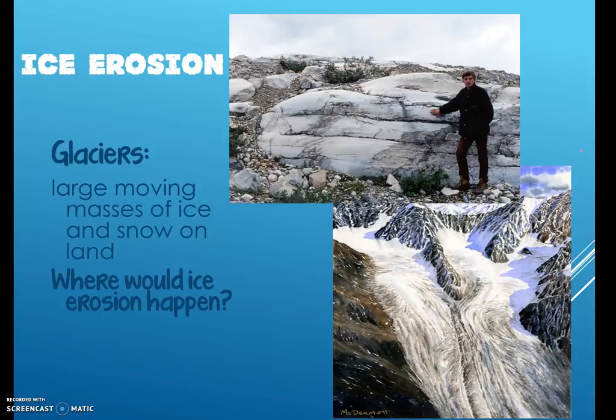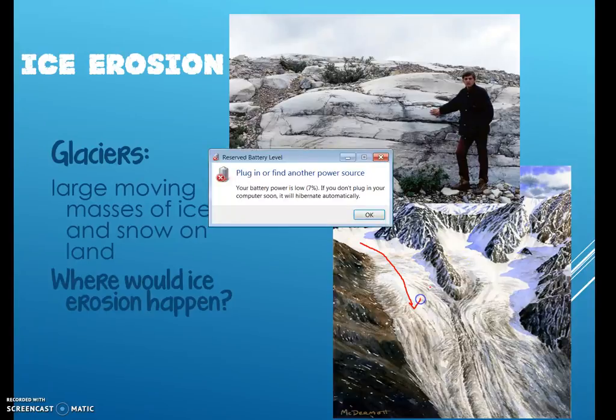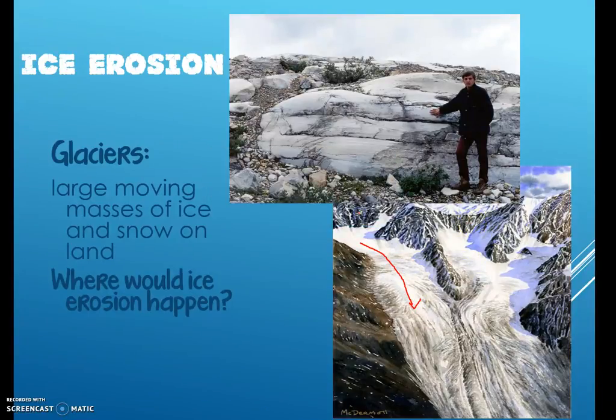We also mentioned that glaciers can cause erosion. It causes erosion through ice. Glaciers can actually move entire boulders because the glaciers are large moving masses of ice and snow on land. Glaciers actually are, even though they look still, are moving. These glaciers are flowing this way as they flow down. So ice erosion would happen down the sides of these mountains.